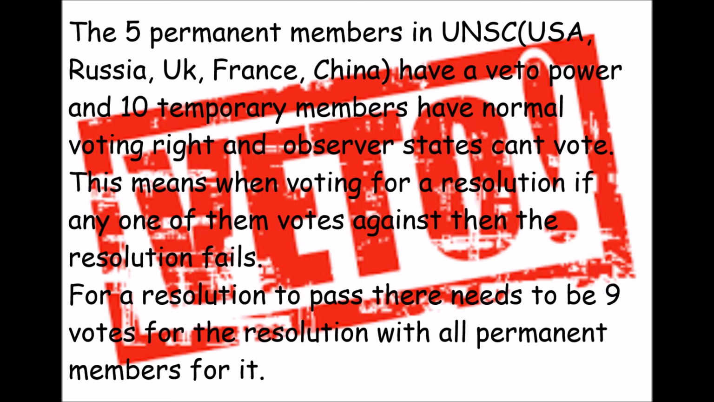Coming to the voting, the 5 permanent members in the UNSC have a veto power, and 10 temporary members have normal voting rights, and observer states don't have voting rights. This means when voting for a resolution, if one of the P5 goes against the resolution, then the resolution fails. For a resolution to pass, there needs to be 9 votes for the resolution with all permanent members for it.